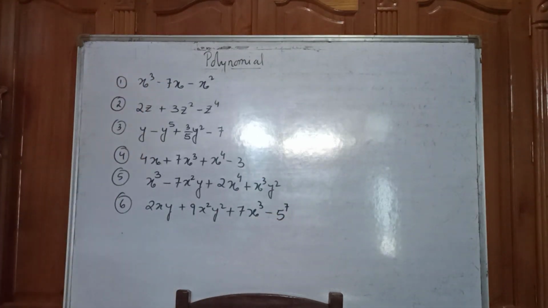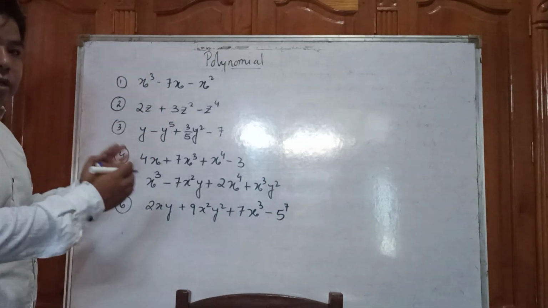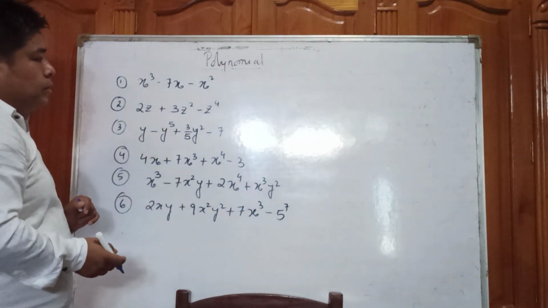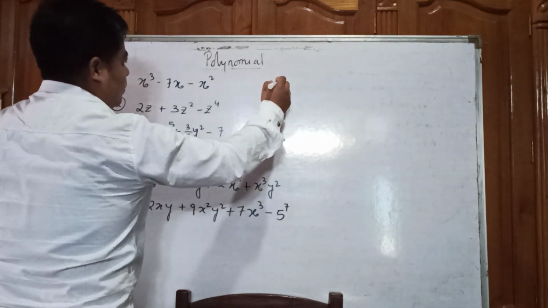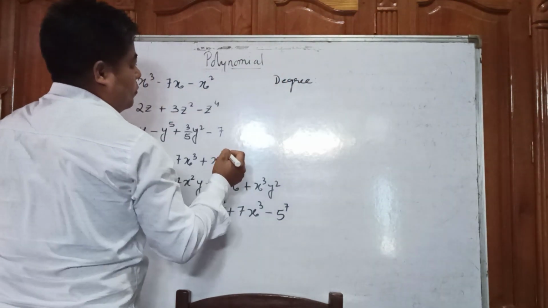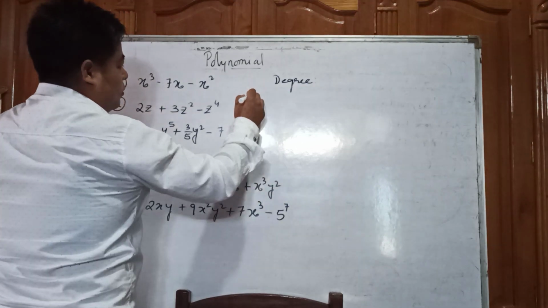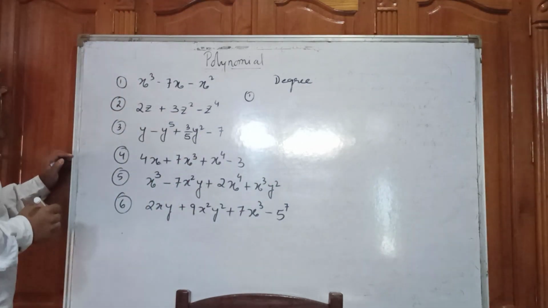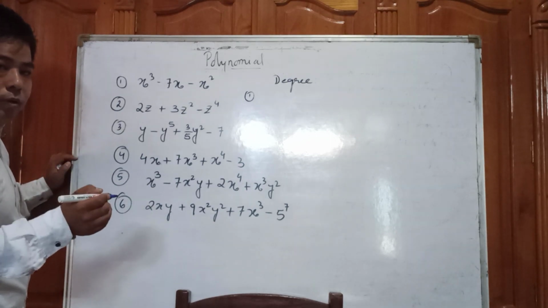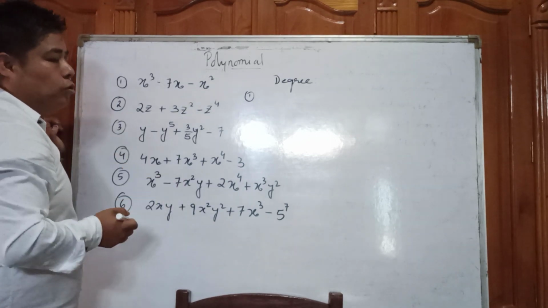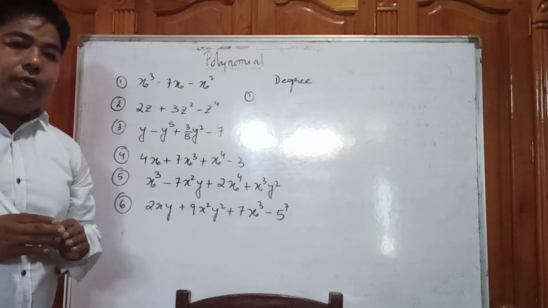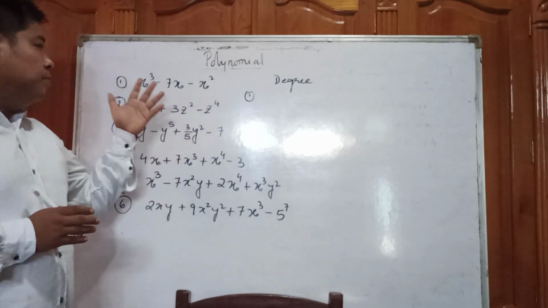Let's check for each polynomial its degree, the leading term, and whether they are monic or not. Now let's first find out its degree. What are the degrees of a polynomial? The degree of a polynomial is the highest power of the variable involved in the polynomial.